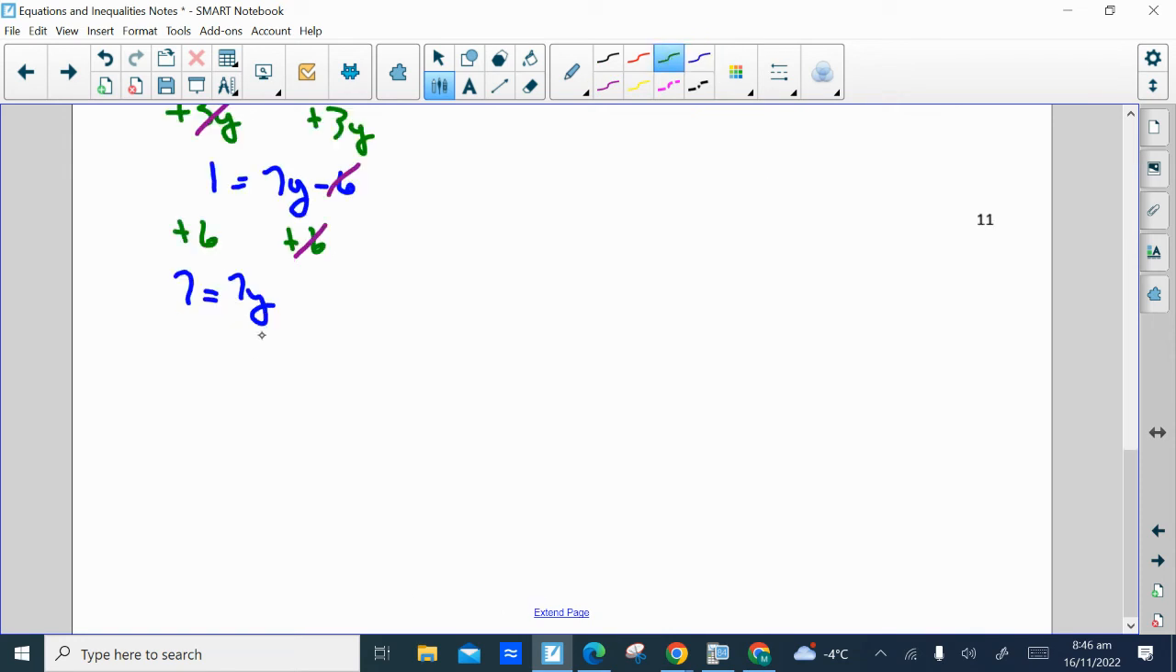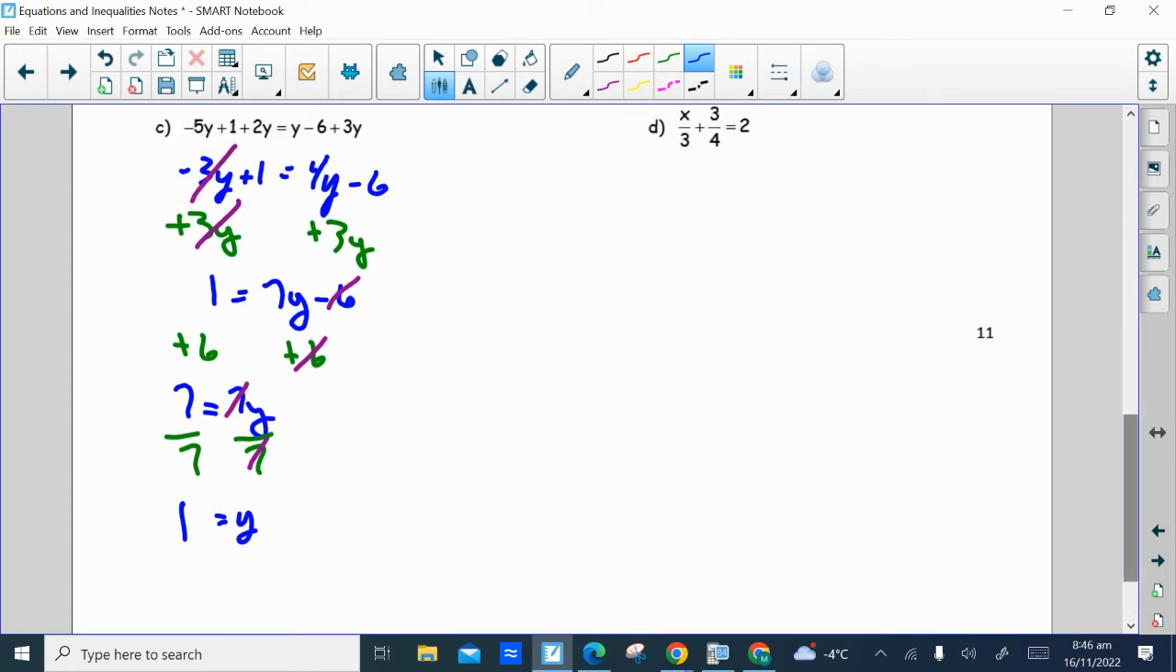And then we will divide both sides by 7. 7 divided by 7 cancels. We have y equaling 7 divided by 7, which is 1. So that's our answer. And that's the number we need to put in our check.